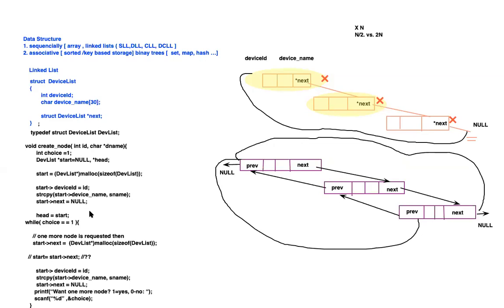This is a programming technique which is used for storing sequential data structures. Now the same logic can be used, but with the sorting technique kind of a thing, which is an associative data structure. And there comes the binary tree for us. So can I clear this screen? Yes, please.